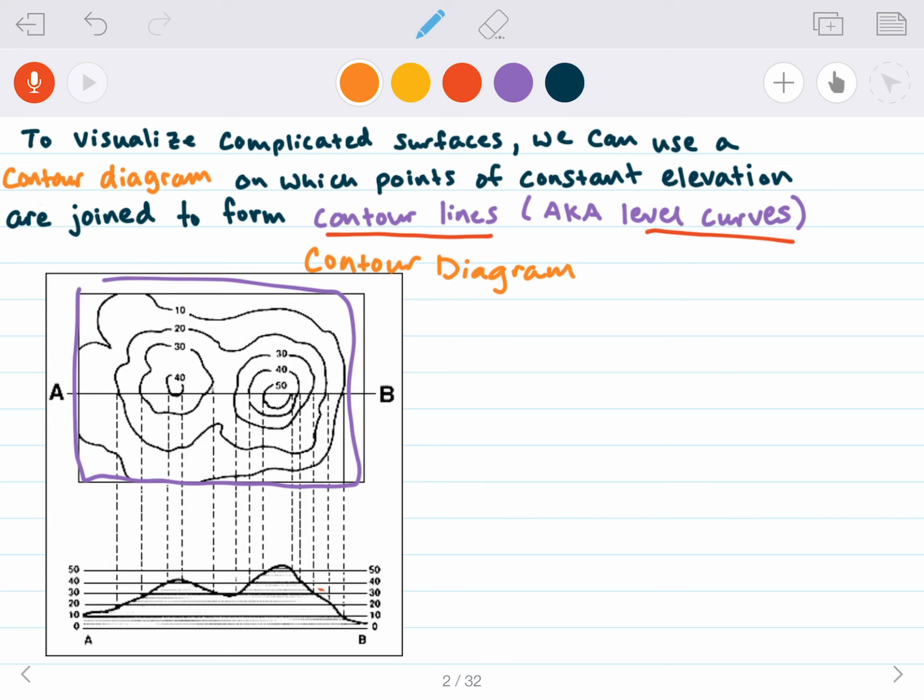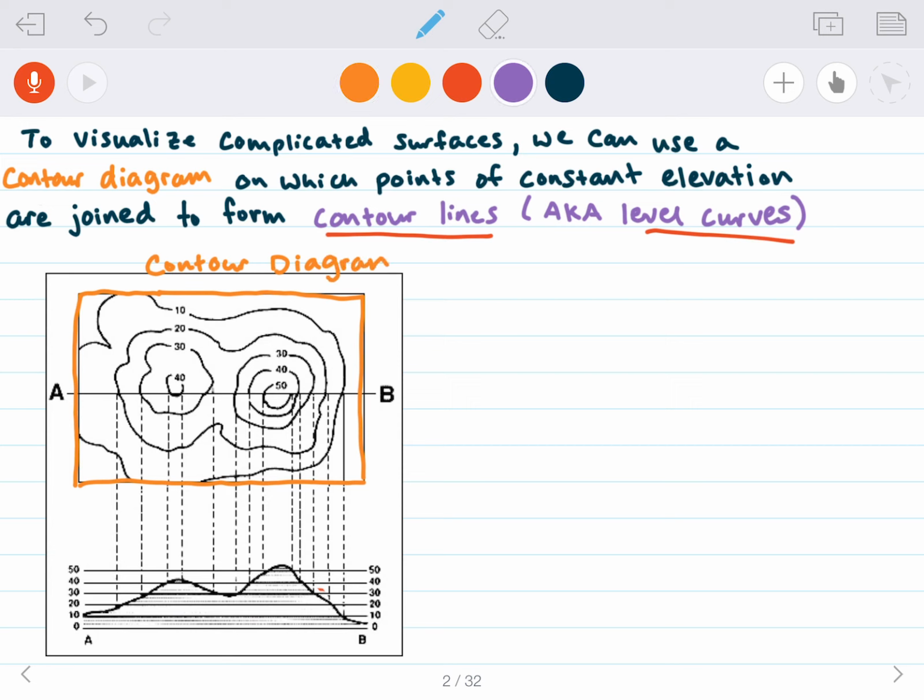Let me go ahead and color code. This whole thing is our diagram in orange. This is our contour diagram, and the circles that are spread out are the contour lines or the level curves. So this is our contour diagram, the collection of the curves or the circles.